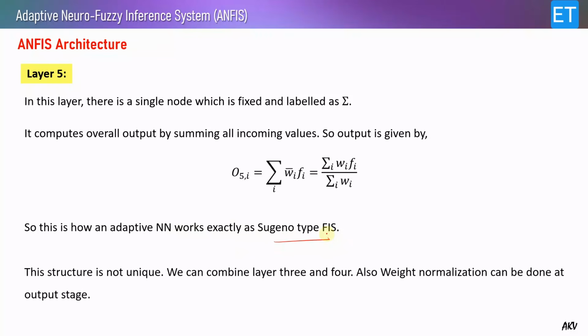So this structure is not unique. We can combine the layer 3 and layer 4. Also the weight normalization can be done at the output stages. So there may be some change in the network.